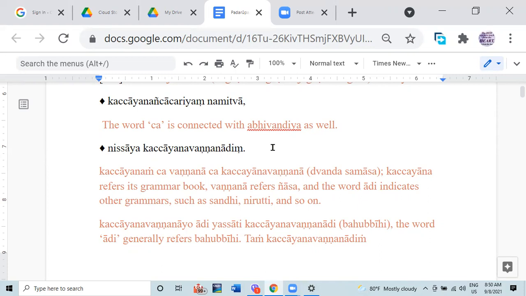So if you see adi like this, these names belong to the books. Kaccayana and so on are the names, and they are the books. That's why in the Rupasiddhi Tika it is pakarana. They are pakarana. Other examples I can give you, for example, lobhadayo.